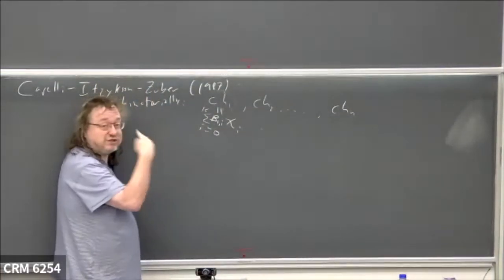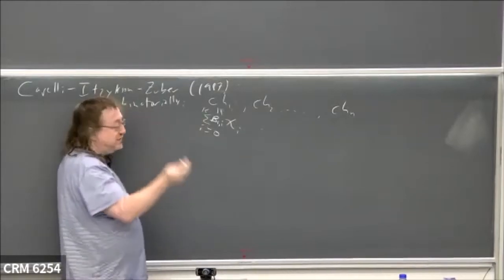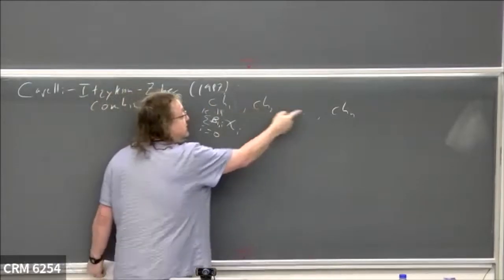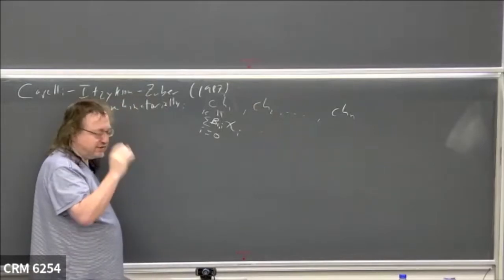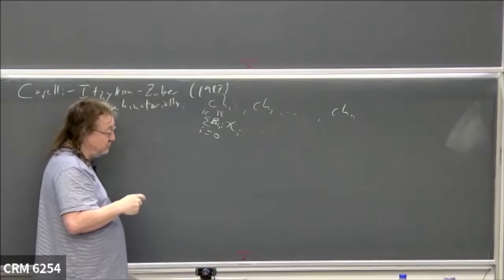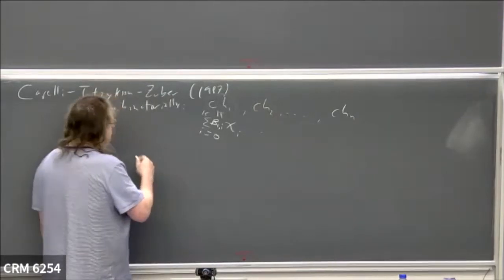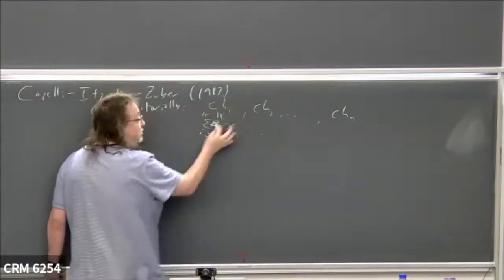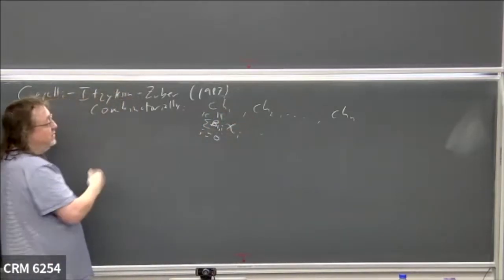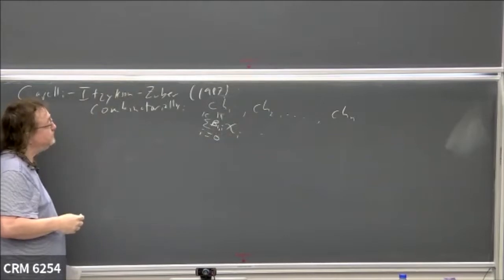And these characters here, these particular combinations of the chi's, have to obey modular invariance. The span of these things has to be invariant under SL2Z. You have to have an S matrix and T matrix that satisfy the right properties. And so that was basically the approach of Cappelli, Itzykson and Zuber. So they looked at the combinatorial side and then imposed the modularity constraint.